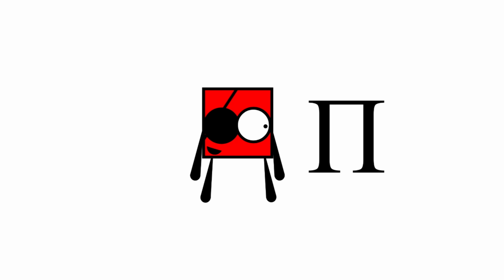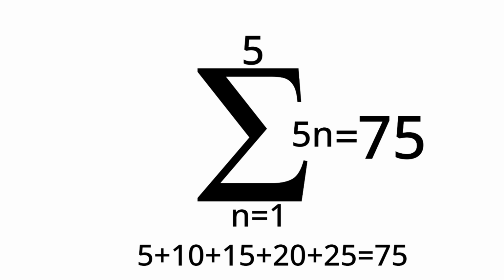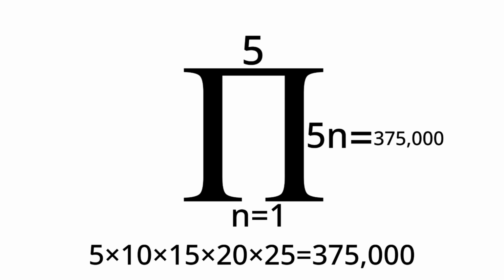The product operation is actually very similar to the summation operation, it being the exact same operation, but instead of summing, we multiply. This drastically increases our answer from a measly 75 to 375,000.